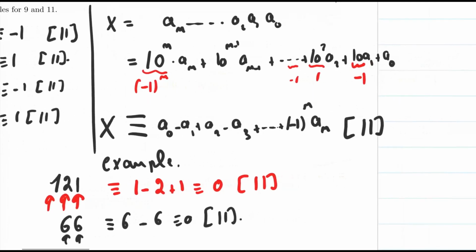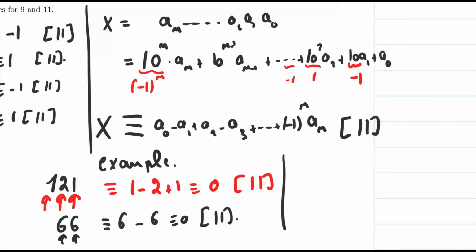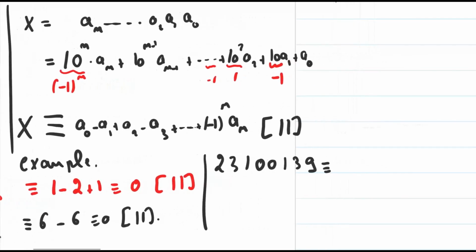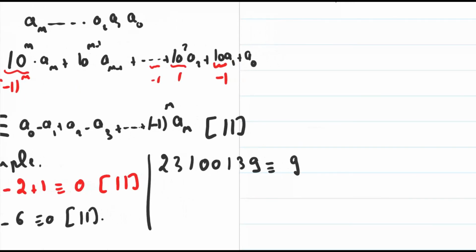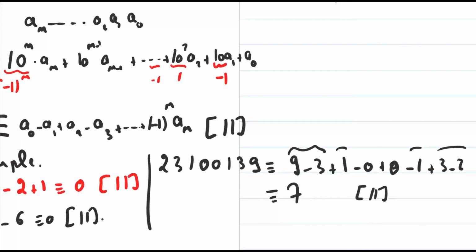Now, if I take a randomly chosen number a little bit bigger, 2, 3, 1, 0, 0, 1, 3, 9. So this is congruent modulo 11 to 9 minus 3 plus 1 minus 0 plus 0 minus 1 plus 3 minus 2. It's congruent to 7 modulo 11. 7 is between 0 and 10. So this number, if I divide by 11, the remainder is 7.